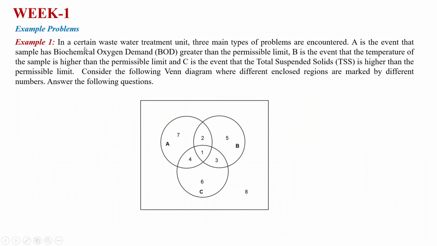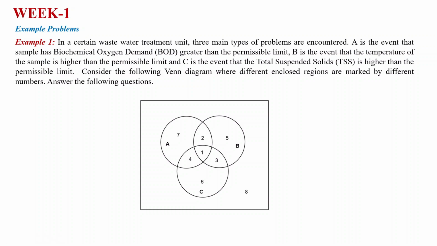So here are some example problems. Suppose in a certain wastewater treatment unit, three main types of problems are encountered. A is the event that the sample has biochemical oxygen demand greater than the permissible limit. B is the event that the temperature of the sample is higher than the permissible limit. And C is the event that the total suspended solids are higher than the permissible limit. In this Venn diagram, it is given as A, B, and C, and the mutual outcomes that occur are denoted by regions 1, 2, 3, 4, 5, 6, 7, and 8.